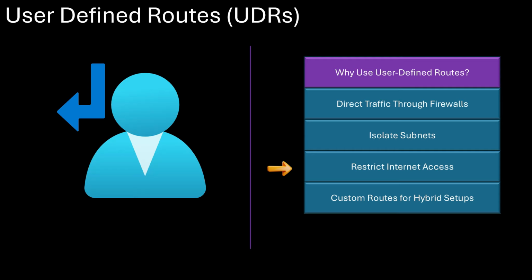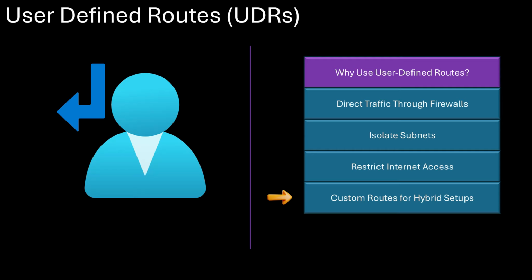Using UDR, you can restrict internet access. Maybe only one subnet should have internet access while others are locked down. You can set up UDRs to ensure traffic is routed appropriately. No accidental internet exposure. Using UDRs, you can add custom routes for hybrid setups.